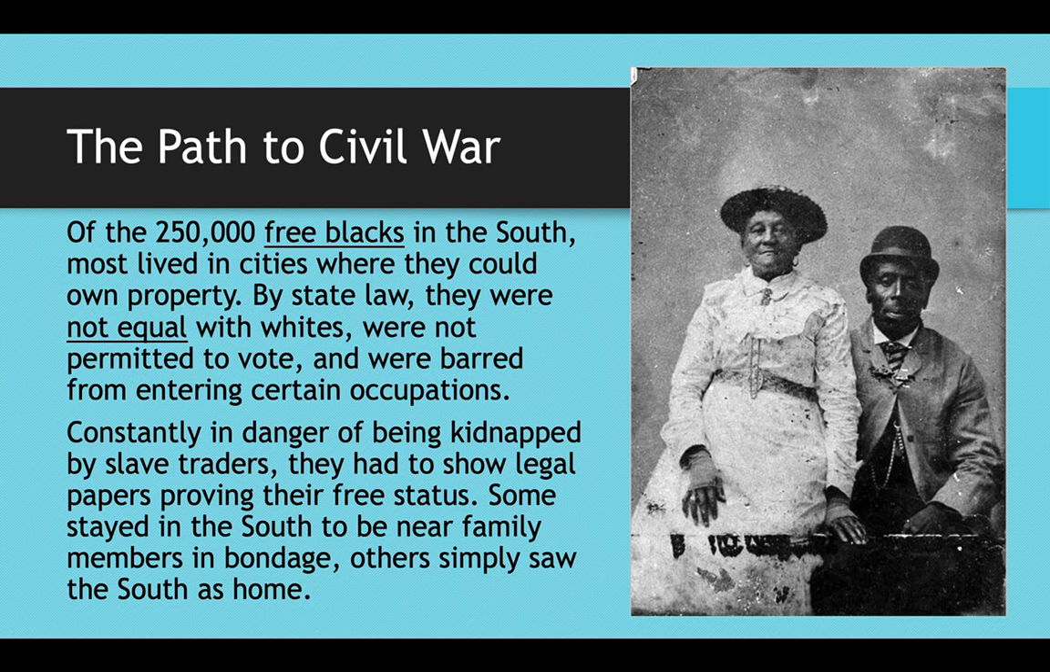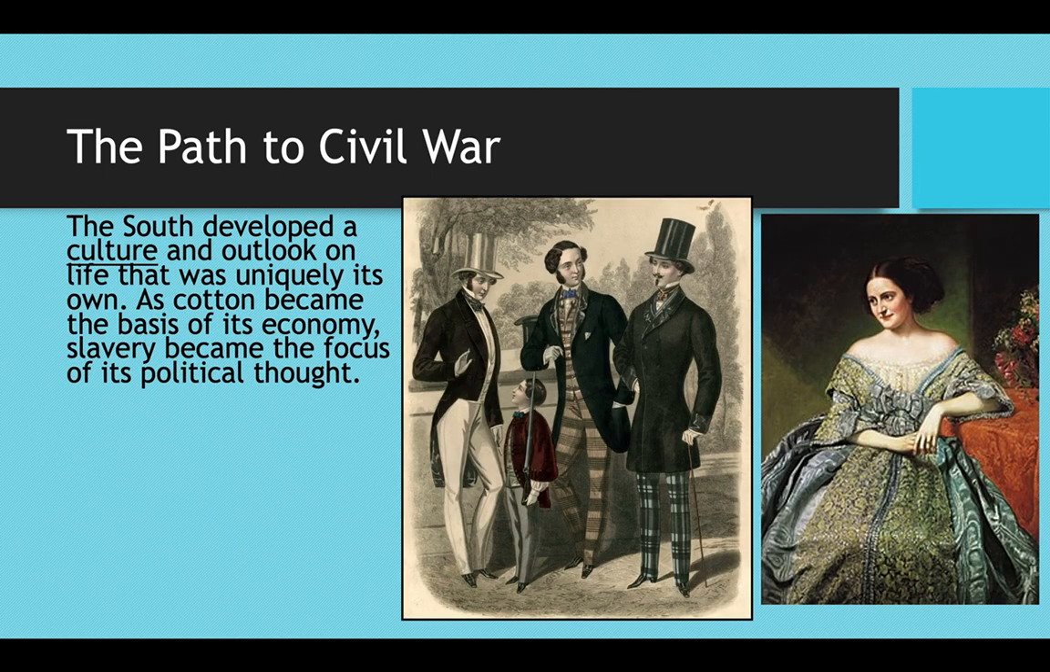Some stayed in the South to be near family members who were still in bondage, and others simply saw the South as home, as dangerous as it was, and were not able to or didn't want to move north. Now, the South developed a culture and outlook on life that was very uniquely its own by this point. Cotton really became king. It became the basis of its economy, and therefore, since cotton requires so much labor, slavery became the focus of all of the South's political thought.